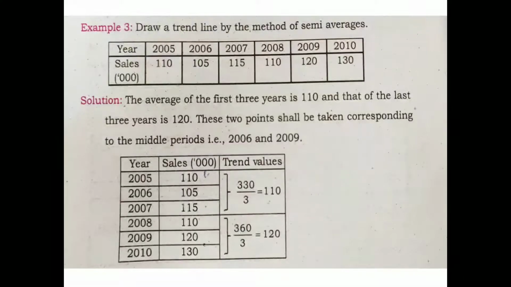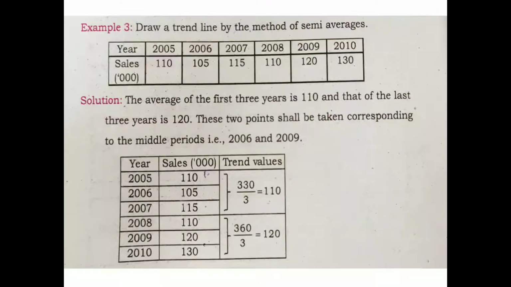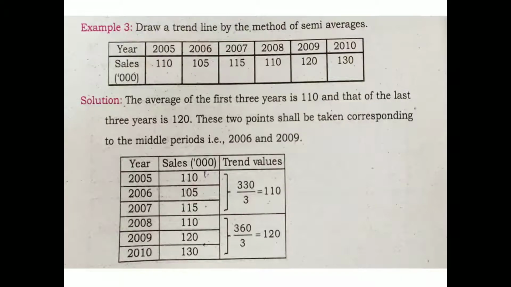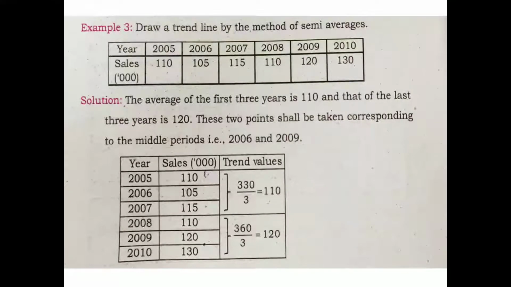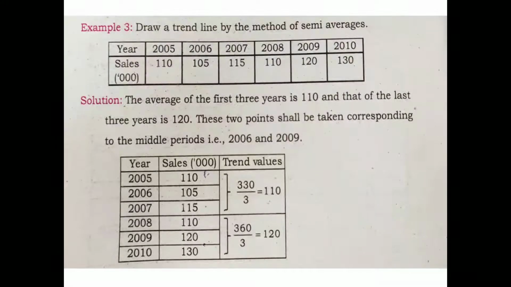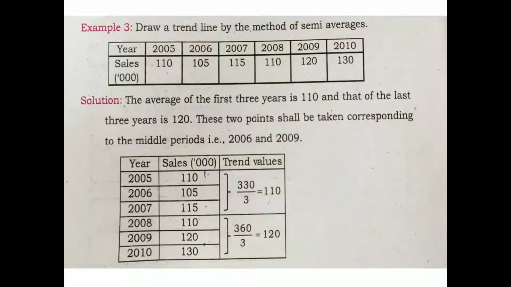Next, for the years 2008, 2009 and 2010, you need to calculate the sales. So it is 110 plus 120 plus 130, which gives you 360, divided by 3, which gives you 120. So next, plotting the graph.